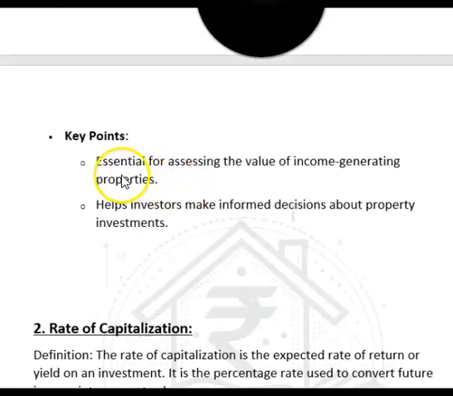Key points. Essential for assessing the value of income generating properties. Helps investors make informed decisions about property investment. If an investor knows that he will get this much rent, he can decide whether he has to buy the property from an investment point of view or not.